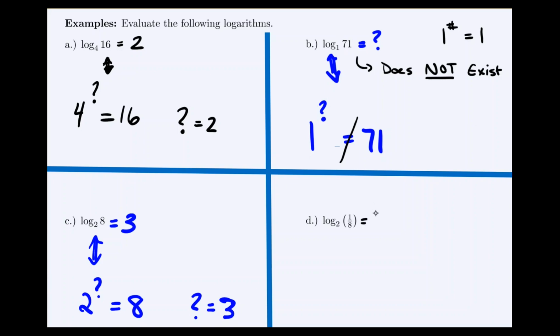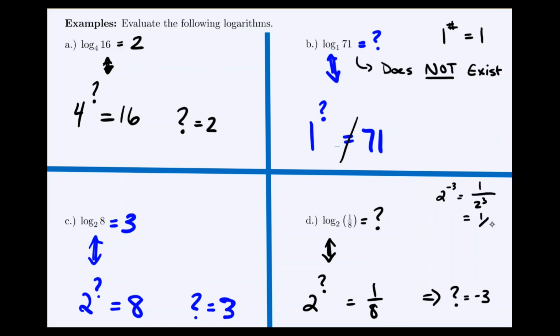For our next one, we're unsure of the value of this logarithm, but we can translate it to an exponential. 2 to what power would give me 1 over 8? Well, if I know 2 cubed gives me 8, that makes me think of 2 to the exponent negative 3, because we know that negative exponents send something to the denominator, so 2 to the negative 3 power is the same as 1 over 2 cubed, which would be 1 over 8. So we know the value of this logarithm is negative 3.